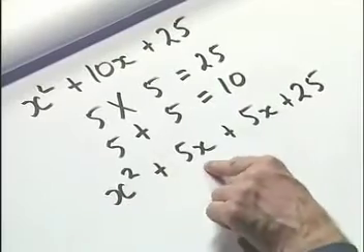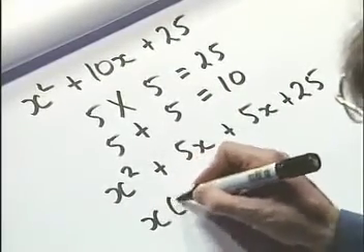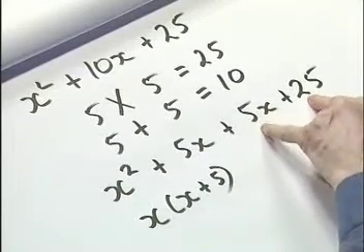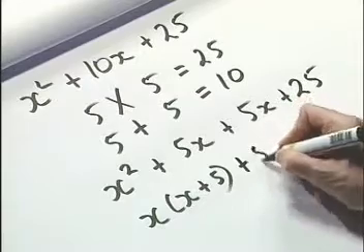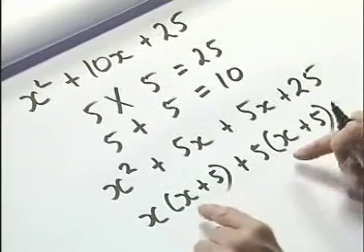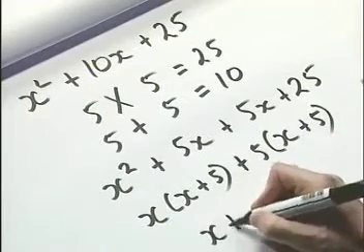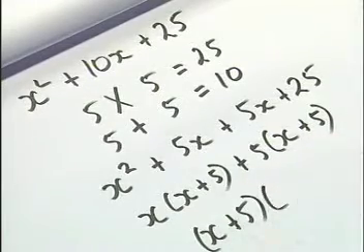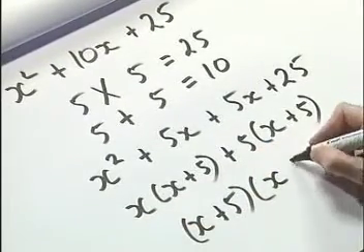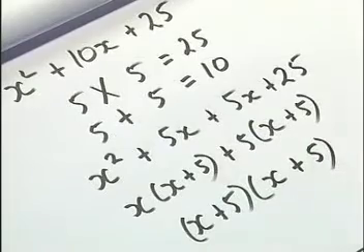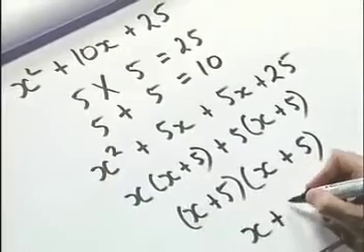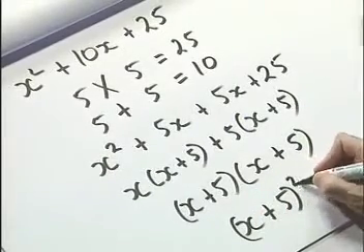Look at the front two terms, a common factor of x, leaving us with x plus 5. Look at the back two terms, a common factor of plus 5, leaving us with x plus 5. Two lumps of algebra sharing a common factor of x plus 5. X plus 5 multiplies x, and x plus 5 multiplies plus 5. But these two are the same. So this is x plus 5 all squared.